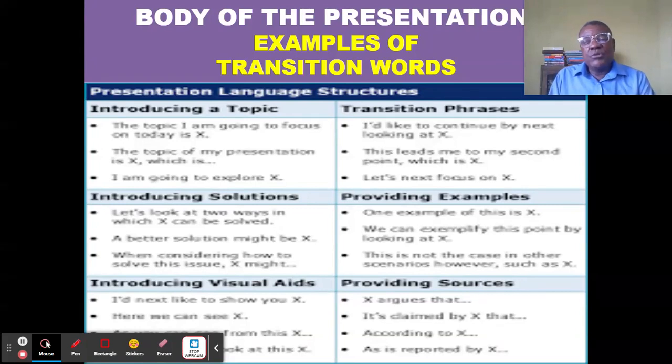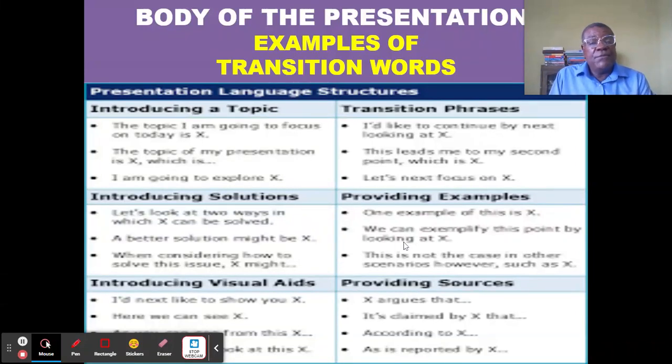Then when introducing some visuals, you might say, I would like to show you X, or here we can see X. Like I earlier mentioned, a presentation usually involves some visuals. And of course, when you want to present something you want them to see clearly, you draw their attention.